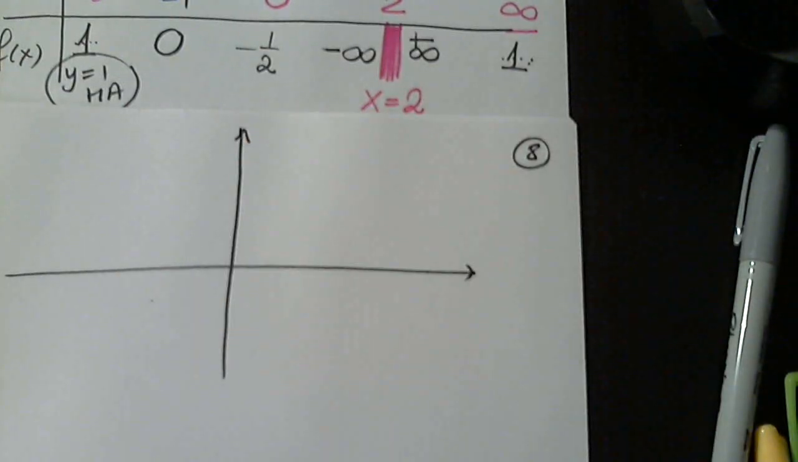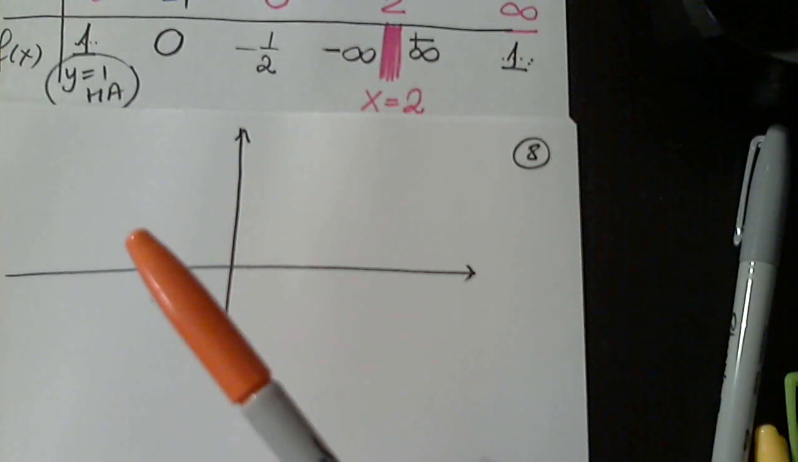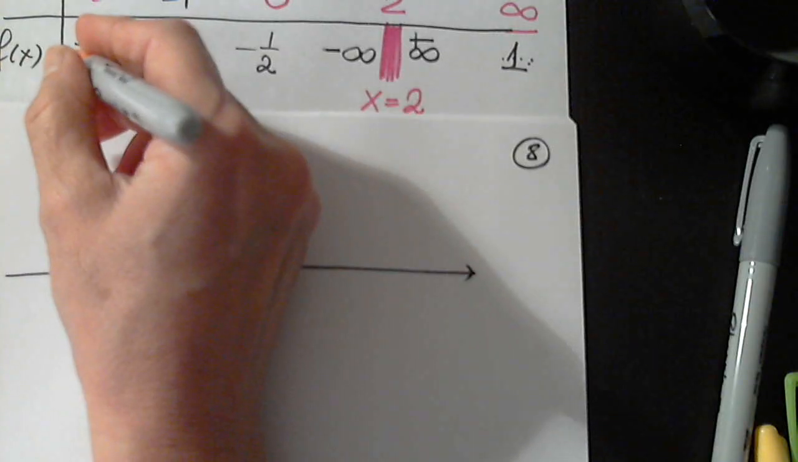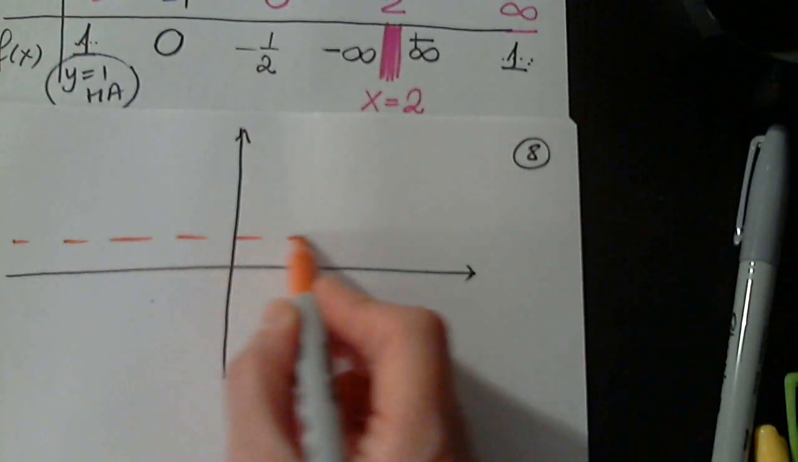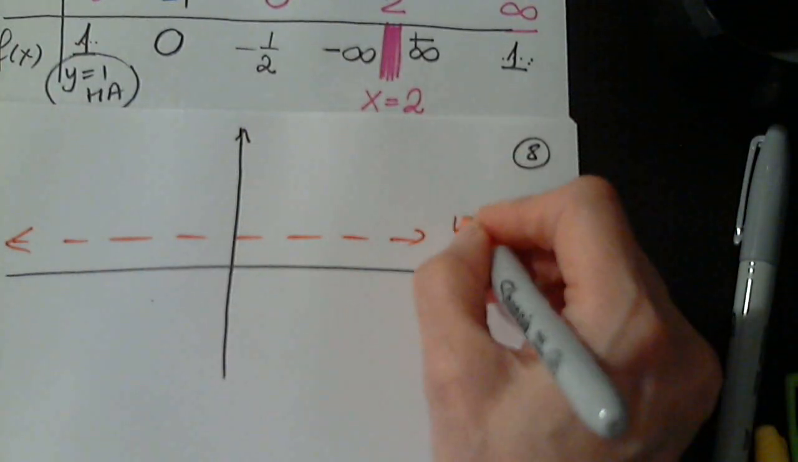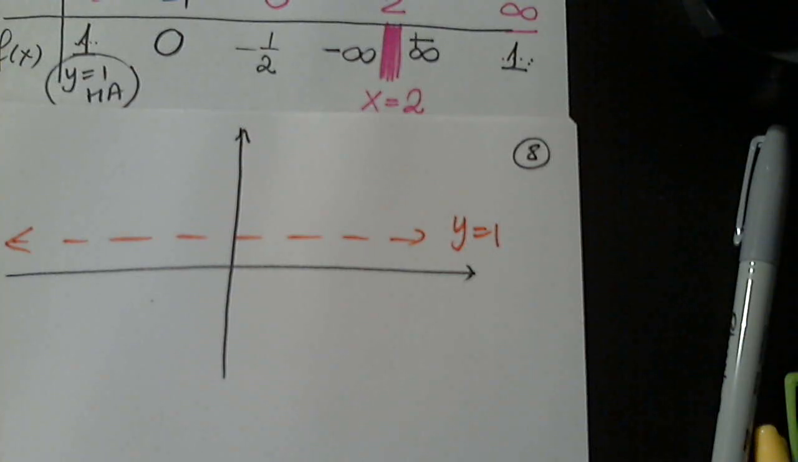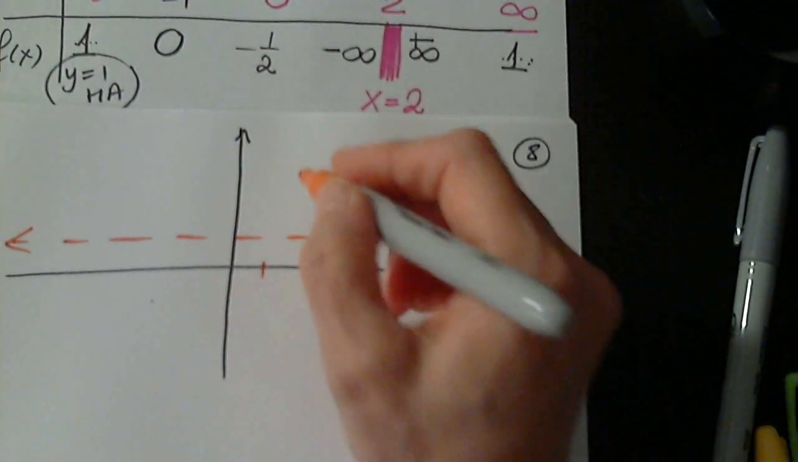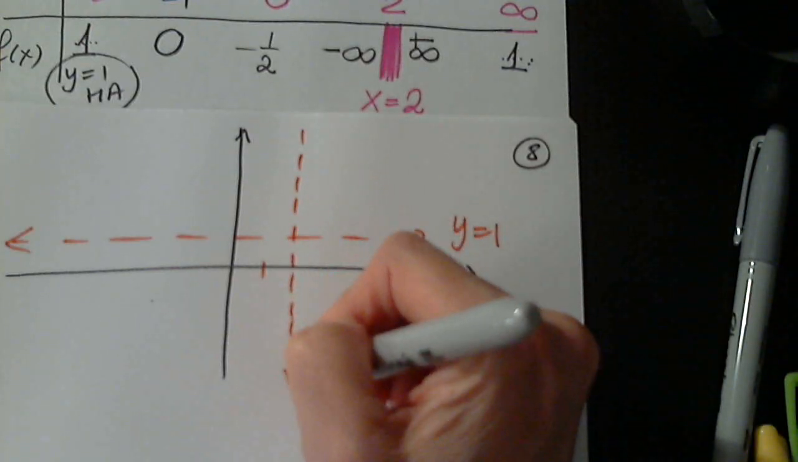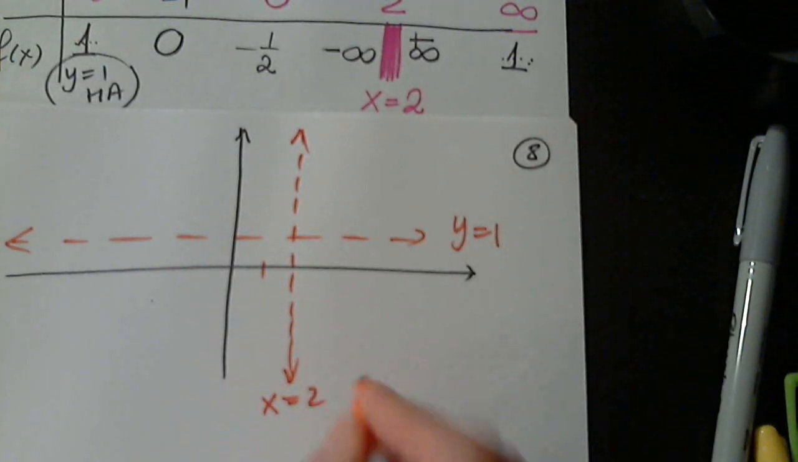When I graph a function with asymptotes, I have to graph the asymptotes first. So, y equals 1. They are not solid lines because they are not part of the graph, but they have to be graphed. They're not part of the graph of the function, but they have to be graphed first. x equals 2. They're not solid lines. They have to be graphed. They're not part of the graph.